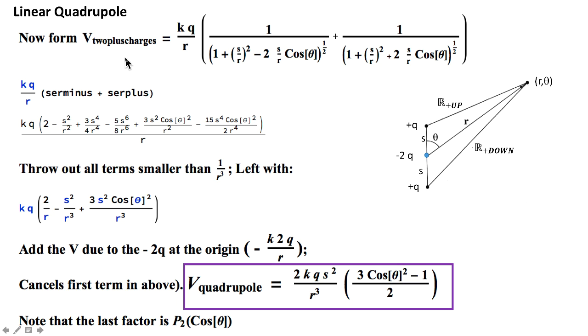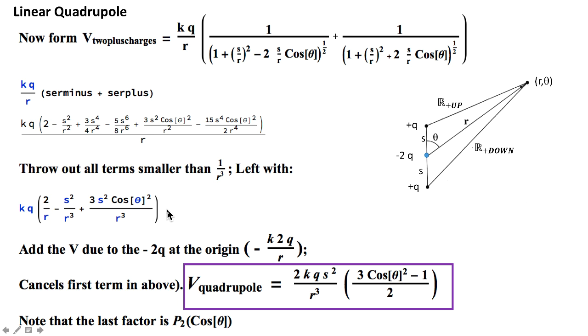Well, to form the 2 plus charge potential, this is what we're after, we just take those two series and we add them, realize they're both positive. That's this quantity right here. And we're going to throw out all terms that are smaller than 1 over r cubed. So for example, this, realize this r would come up here, so this is s squared over r cubed, and so on. So this would stay, this would go, this would go, this would go. So we're left with this expression right here.